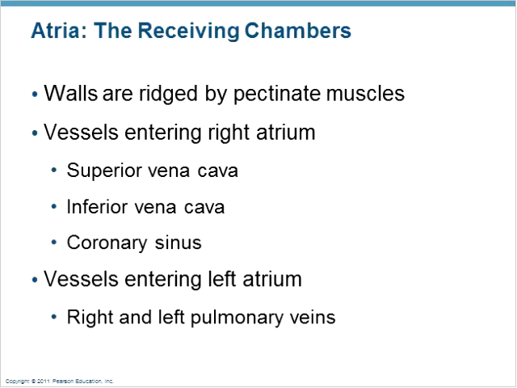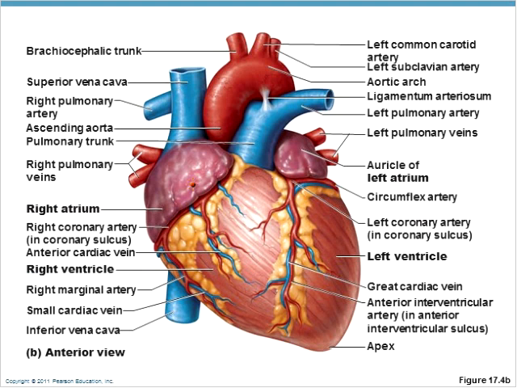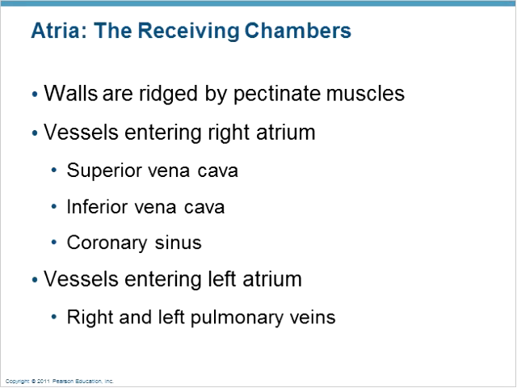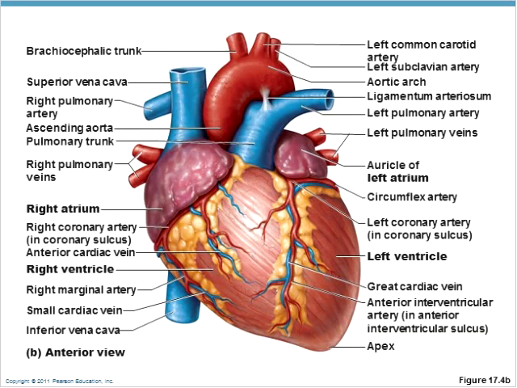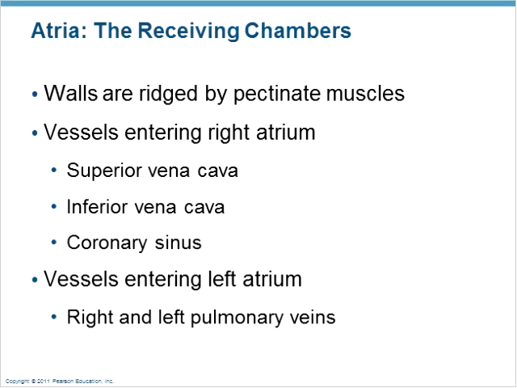The atria, the receiving chambers as they're called, the 2 upper chambers, have walls ridged by what are called pectinate muscles. The vessels entering the right atrium are the superior and inferior vena cava as well as the coronary sinus. Now, when we go back and look at this slide again, you can see there's the superior vena cava coming in and the inferior vena cava coming in. They come together and create that right atria.